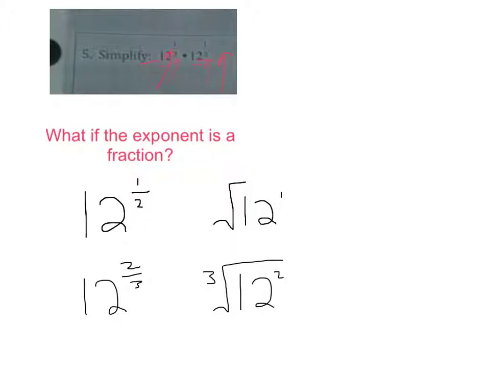So to go back to the problem we were working on, which was 12 to the 1/2, we found out that 12 to the 1/2 just meant the square root of 12. So we could rewrite this as the square root of 12 times the square root of 12, and that is just equal to 12.